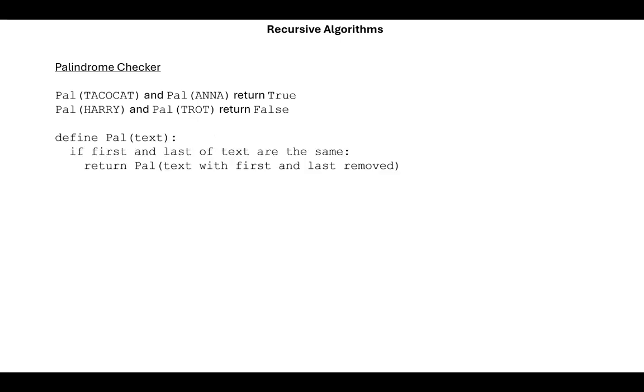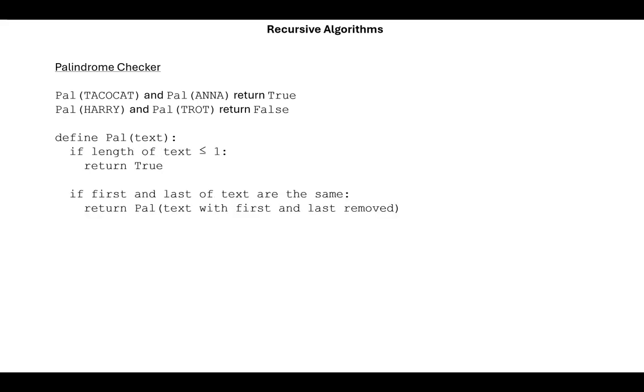So I've written this in very human pseudocode. If the first and the last letter of the text are the same, we remove those and we return PAL all the way up. Now we need our base case, which is if the length of the text is less than or equal to 1. We also need to account for the situation where the first and last letters of the string are not the same. So we return false if that initial if statement doesn't make the recursive call.